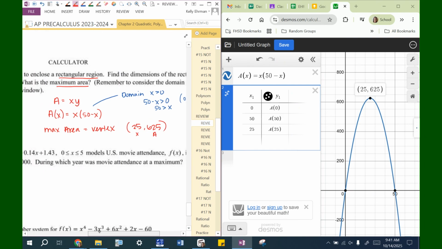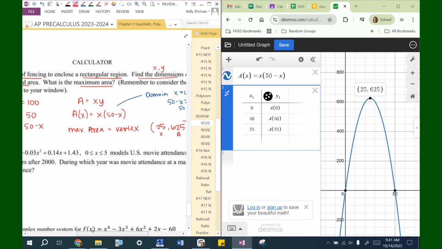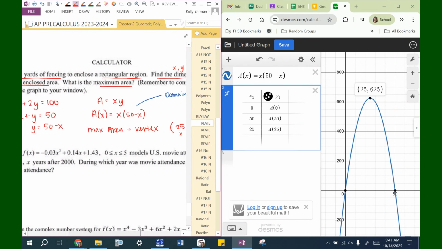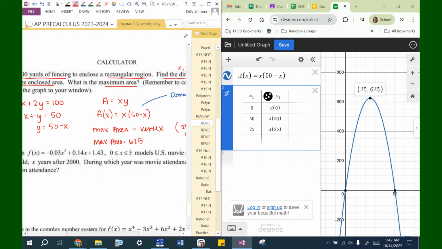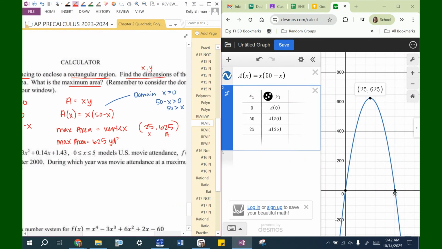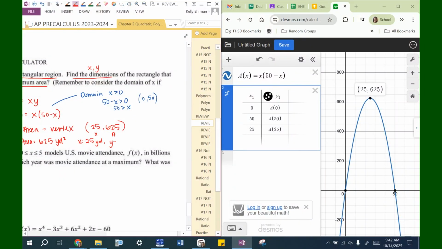And so the 25 is the x, the 625 is the area. The question was find the dimensions, find x and y that give the maximum enclosed area. What is the maximum area? So the max area equals 625. We're talking about feet, I believe. No, yards. Okay, so square yards. And the dimensions are x equals 25 yards. And what about y? y is 50 minus x, so y is 25 yards as well.